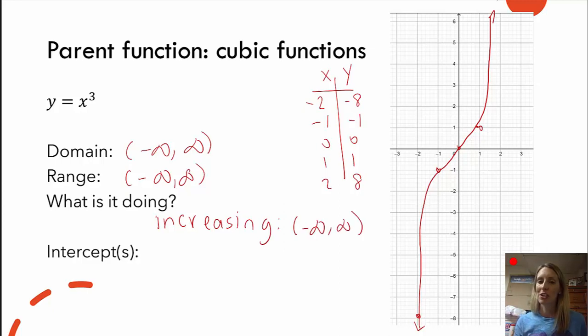And last, what are the intercepts of this? Well, just like all our other ones, we have an intercept at 0, 0. So our x-intercept is the same as our y-intercept at 0, 0. And that's our cubic function.